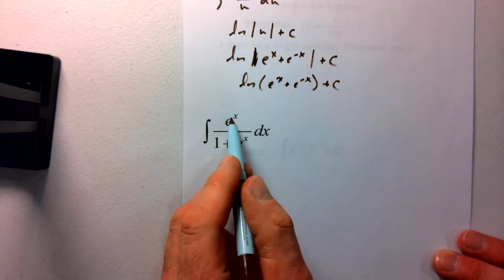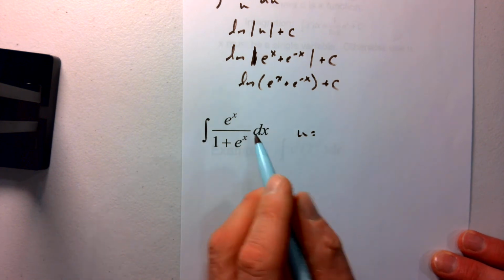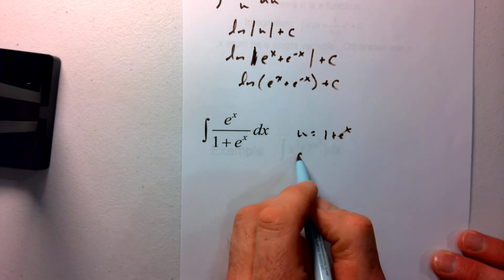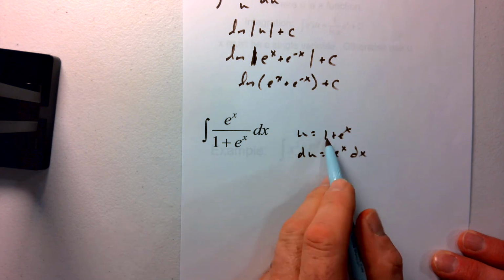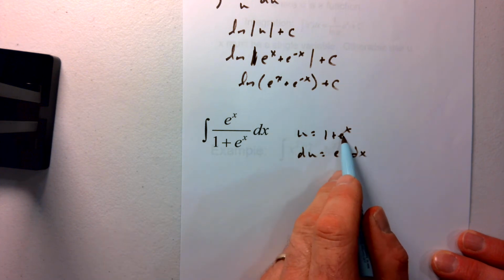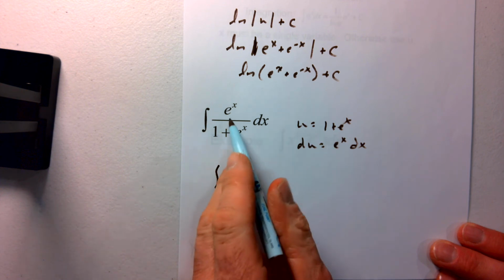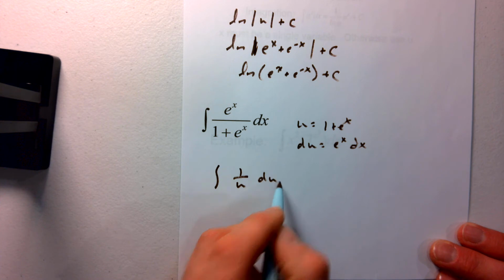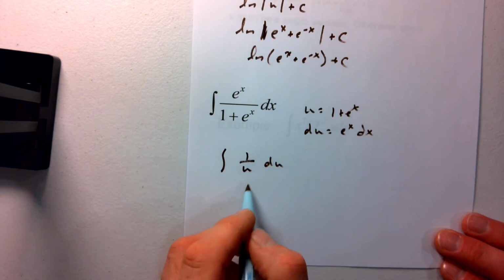In our next example, we have e to the x over 1 plus e to the x dx. Again, I'm going to let u equal that denominator, 1 plus e to the x. So my derivative is e to the x dx. Remember, derivative of 1 is 0, e to the x is e to the x. So my integration, e to the x dx, that went to du, so I have 1 over u du. We just had that up there. Integration of 1 over u.